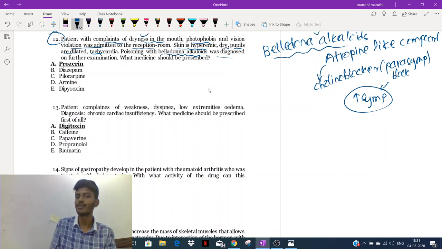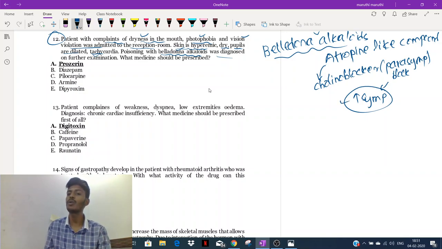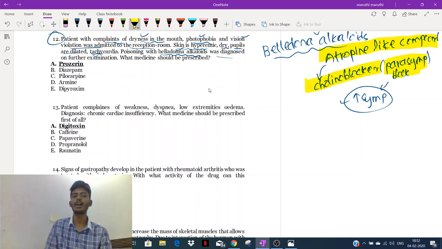Definitely dryness in the mouth will come. Photophobia will come. Vision violation will come. These two are due to pupil dilation. Then the skin will be hyperemic. Of course, tachycardia would be there. All of these are sympathetic symptoms, but they happened due to the cholinoblocker. That is due to belladonna alkaloids, which have an atropine-like compound, leading to cholinoblocker activity.